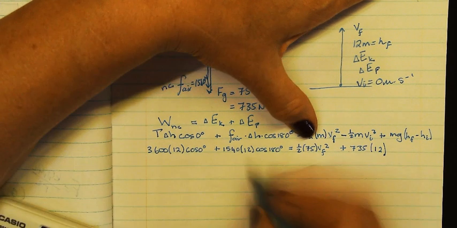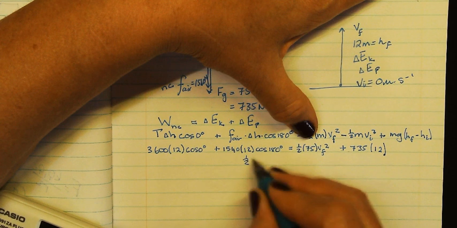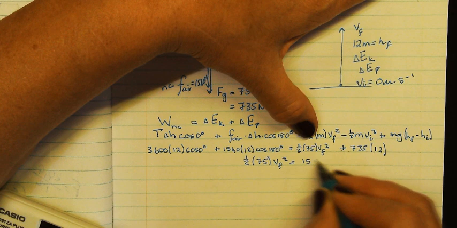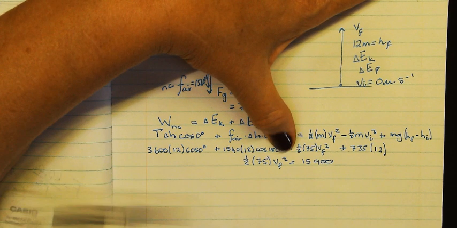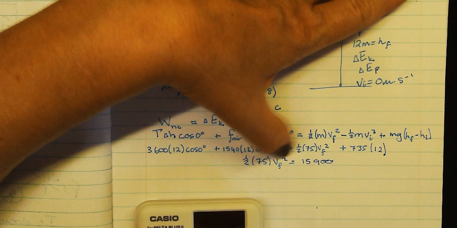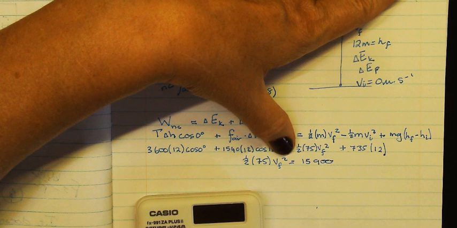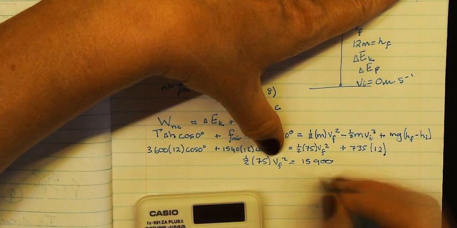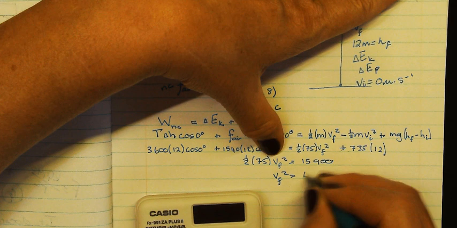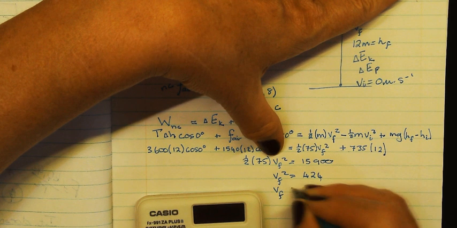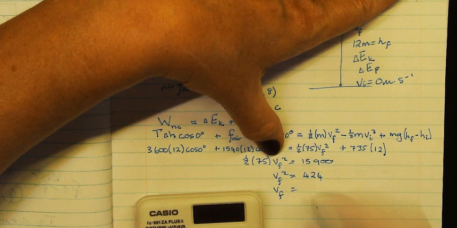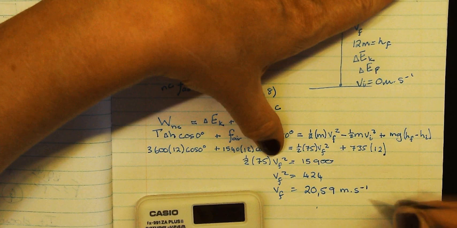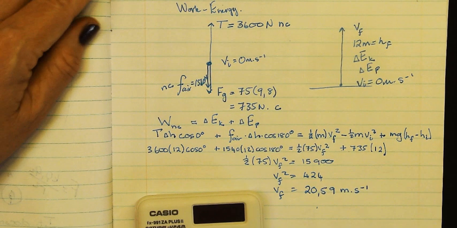I'll get the answer 15,900. So all this, a half of 75 Vf squared, is 15,900. Which we can take, I'll multiply by 2 and divide by 75, it doesn't matter as long as you get the maths right, times 2 divided by 75, and then Vf squared is 424, so Vf is the root of that, which is 20.59 meters per second. That takes us to the answer.